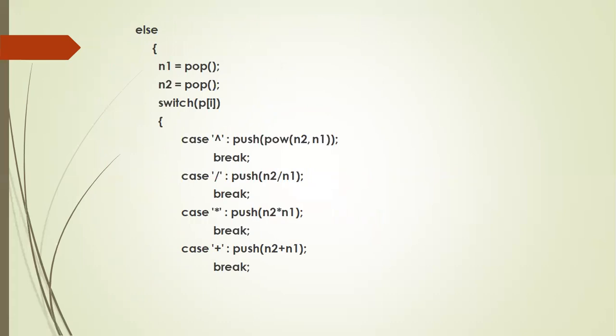Next time when you call, the result is stored in N2. So in this example, 5 3 plus. 5 is already pushed. 3 is already pushed. Now the next symbol is what? Plus sign. So whenever plus sign, you call the pop function. When you call the pop function, first N1 becomes 3. When you call the pop function again, N2 becomes 5.